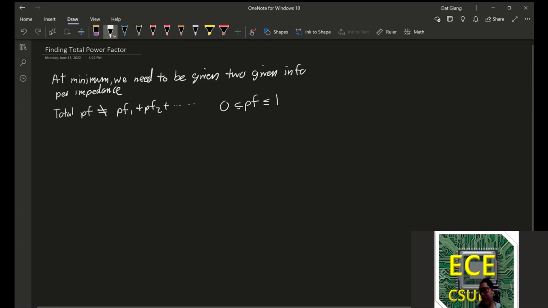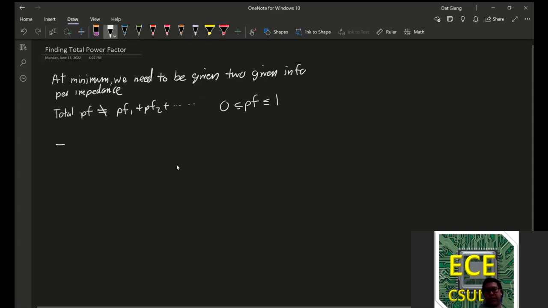And then you can probably say, finally, okay. So keep these two pieces of information in mind. You need to be given two pieces of information per impedance, and the total power factor is not equal to the sum of the power factors. So let's talk about it. What do you really need to do?